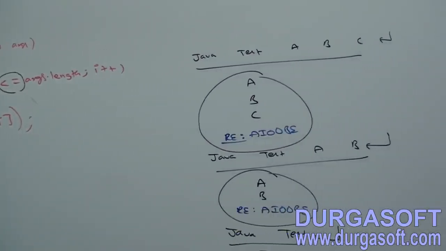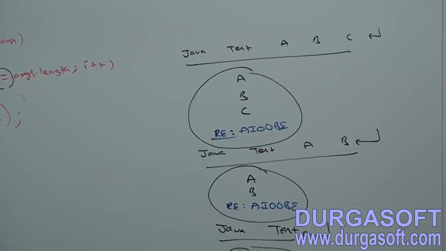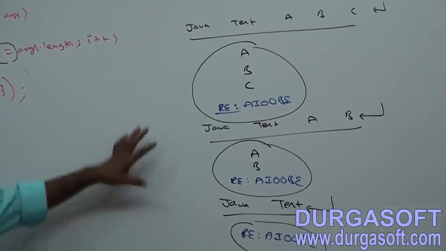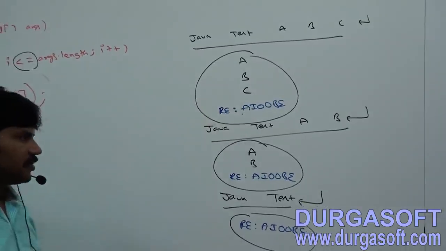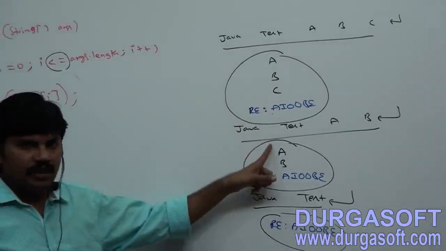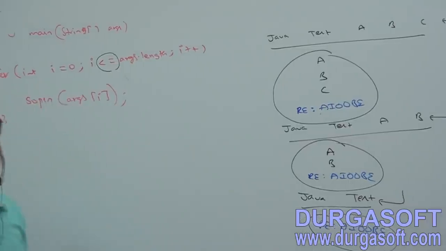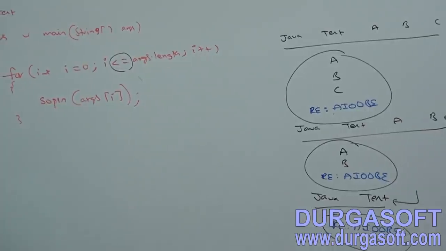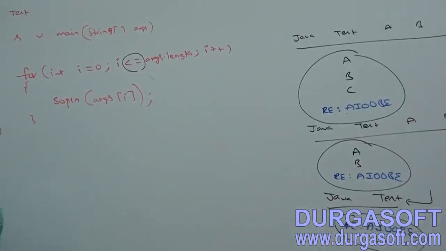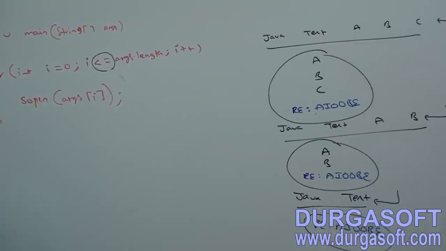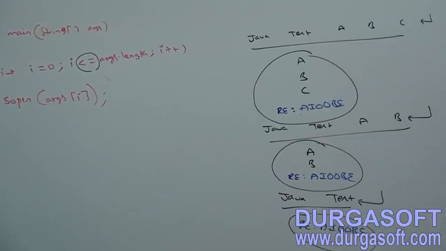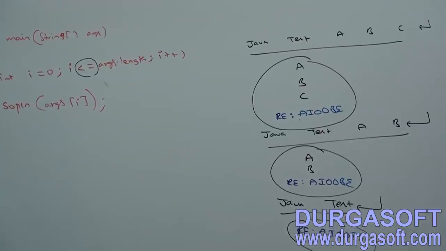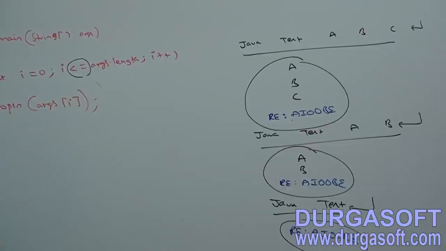Java test ABC: ABC followed by a runtime exception, ArrayIndexOutOfBoundsException. Java test AB: AB followed by a runtime exception. The last one is simply a runtime exception, because we are not passing any command line arguments, right? Completed, right? Make sure. This is one possibility from the command line arguments, a possibility to ask in the exam.